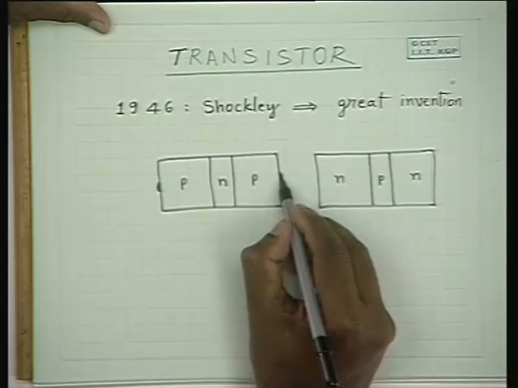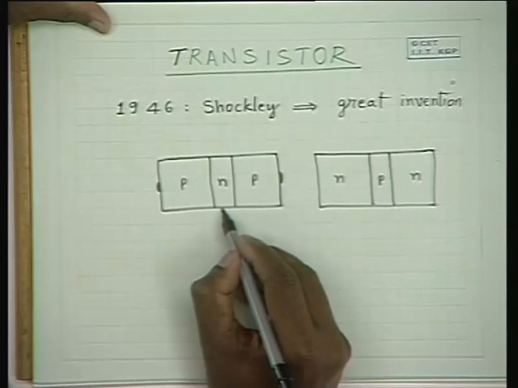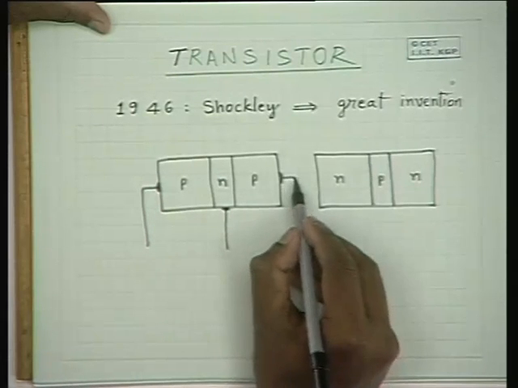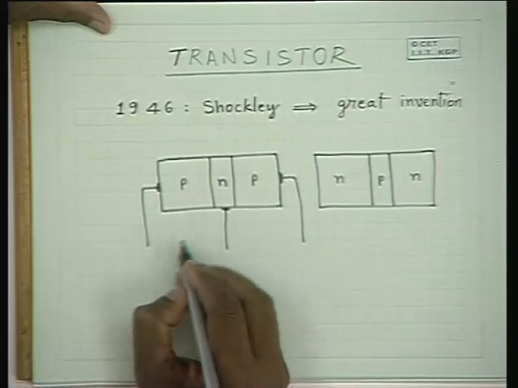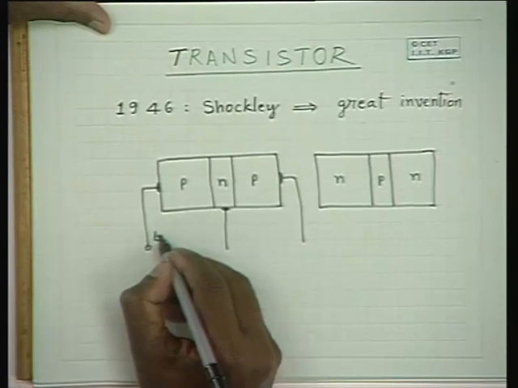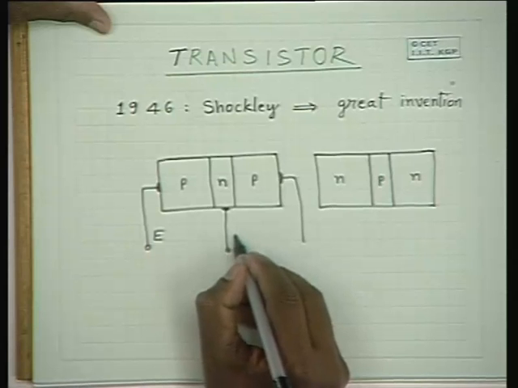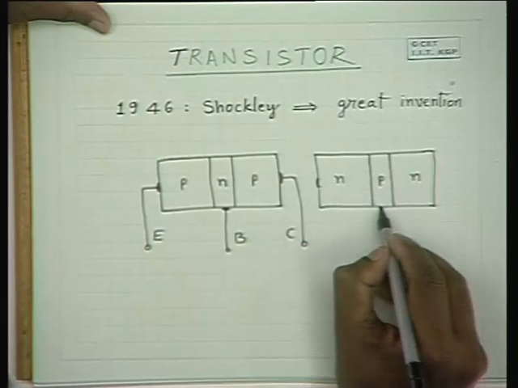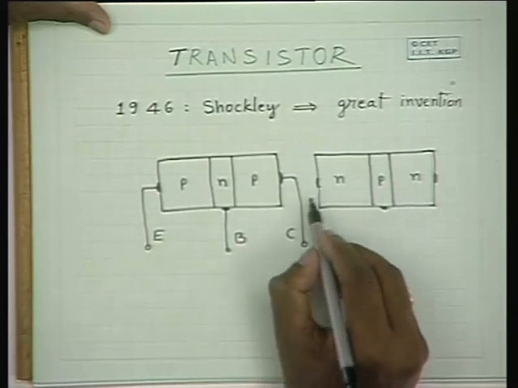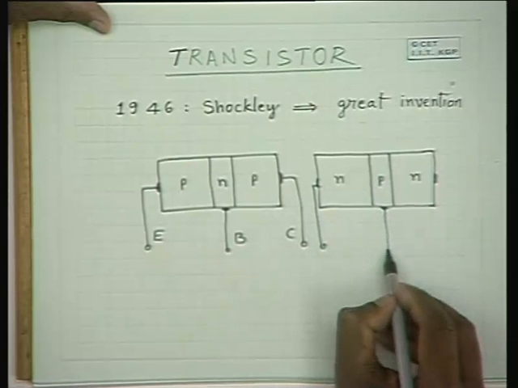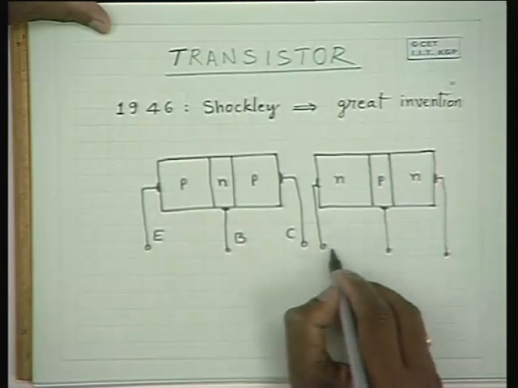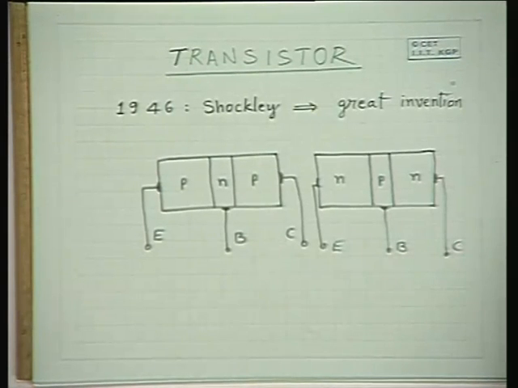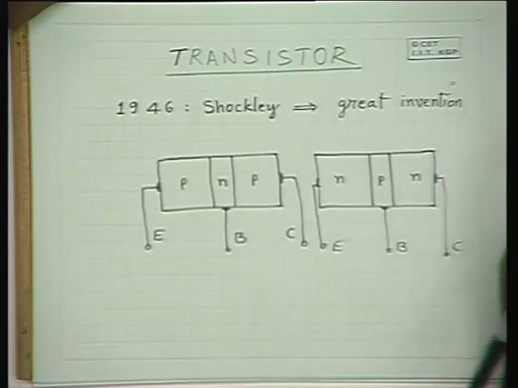So we make ohmic contacts for the p-type, this n-type and this p-type material. By convention we call one as the emitter, this middle terminal as the base, and this terminal as the collector. Emitter, base and collector. So it has 3 terminals.